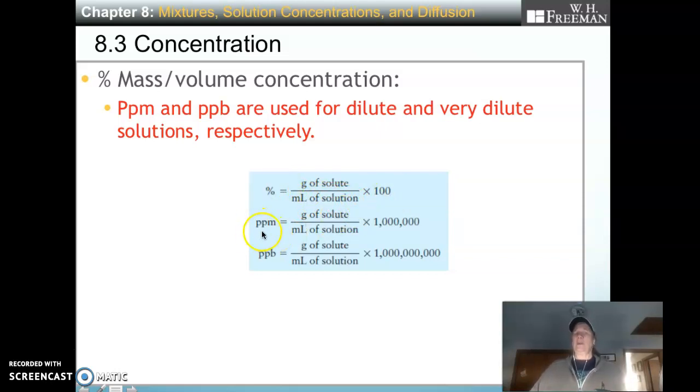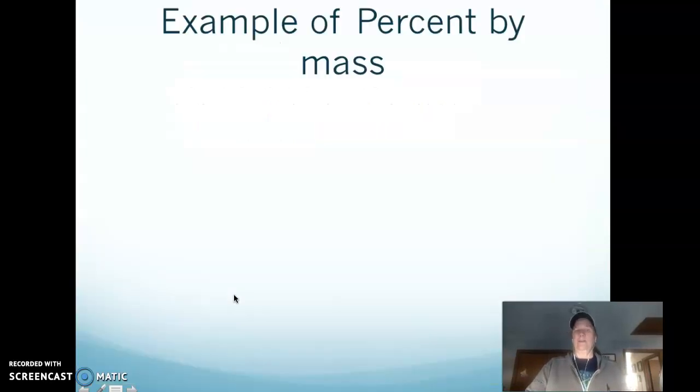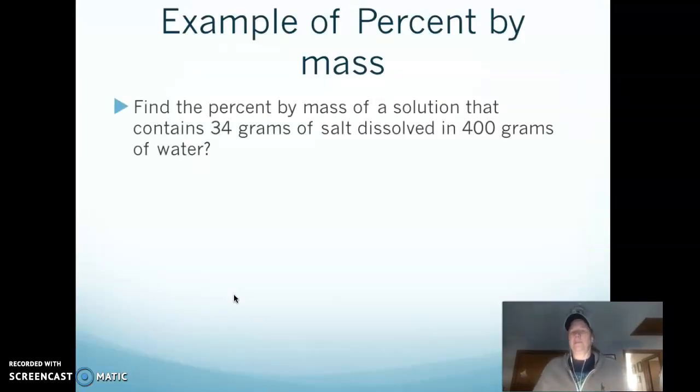Then if you want to change it to parts per million, you multiply by 1 times 10 to the 6th. If you want to do parts per billion, 1 times 10 to the 9th. And this is a common thing to do with medications. They dilute them to that point.